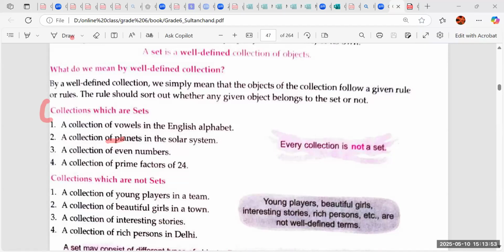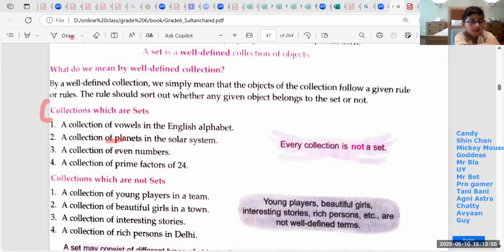Continue. Collections which are not sets. 1. A collection of young players in a team. 2. A collection of beautiful girls in a town. 3. A collection of interesting stories. 4. A collection of rich persons in Delhi. So why are these not sets? Because they are not well defined.